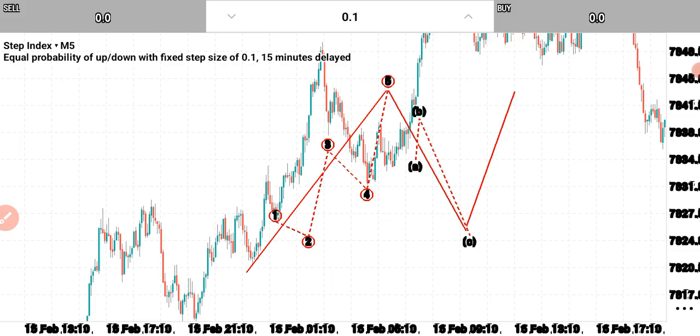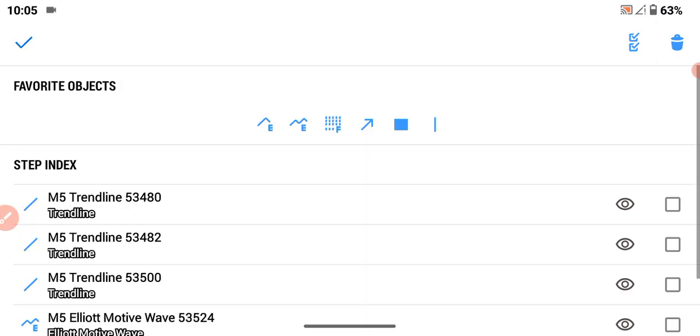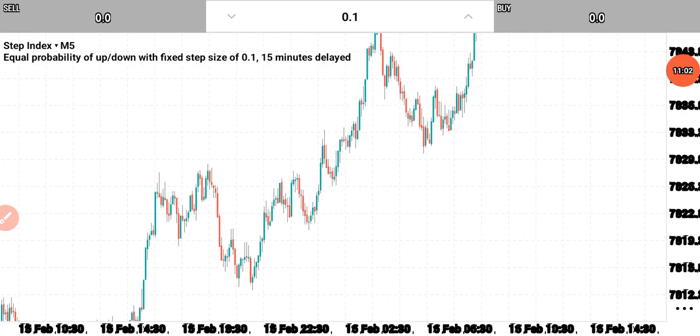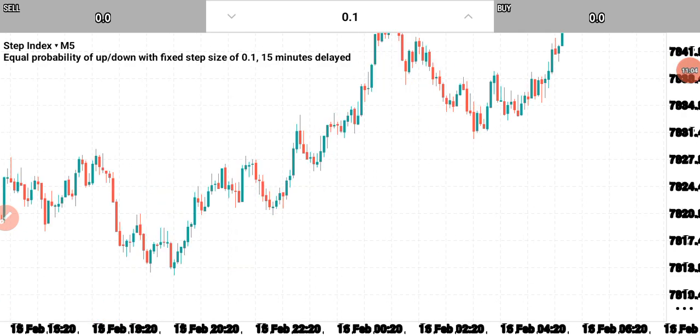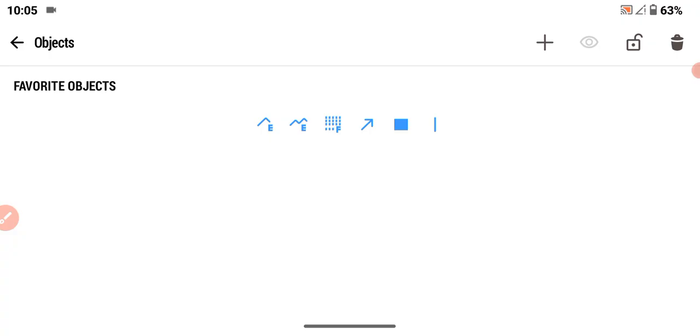So that is how the Elliott wave works. I'll just clean off this so I take you to the real chart and show you how it works. So now this is the Elliott wave, right? And one thing you want to do is trade it. So how do you actually trade it?